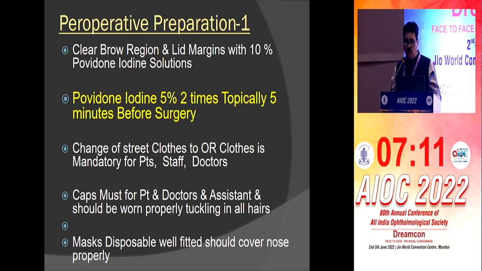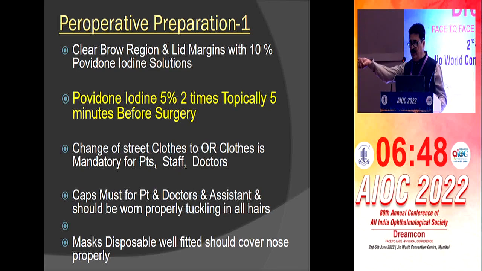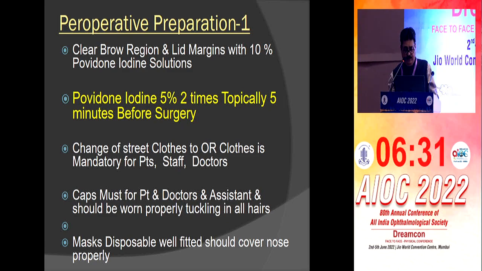How to prepare the patient in the OT to save yourself from endophthalmitis and save the eye of the patient? Clear the brow region and lid margin with 10% povidone iodine. We should not clean only the eyelid. We should clean all around the eye up to the nose with iodine 10%. Then iodine 5% 2 times topically 5 minutes before surgery is more important than giving antibiotic 1 day before the surgery. So remember, iodine 10% for cleaning and 5% for local sterilization is more important than anything else. Then we should change all the clothes in the OT that we are doing.